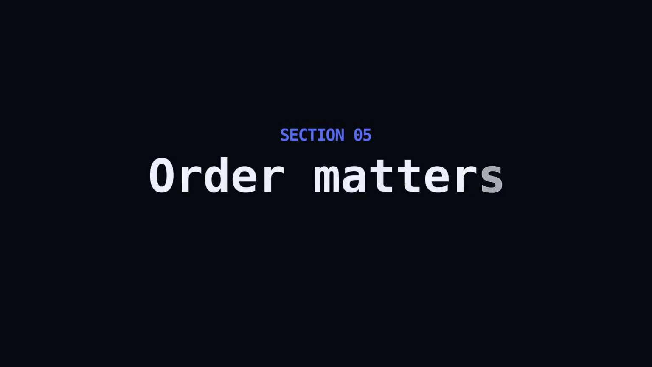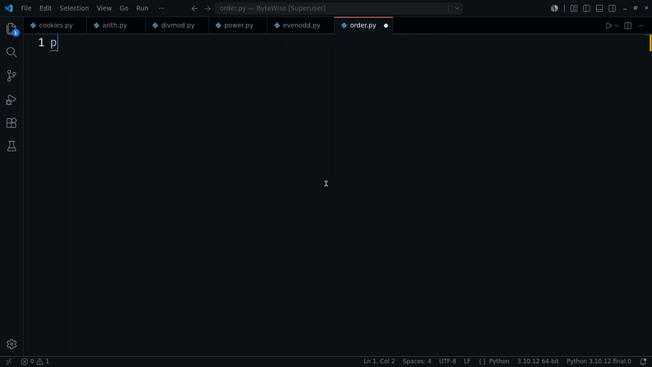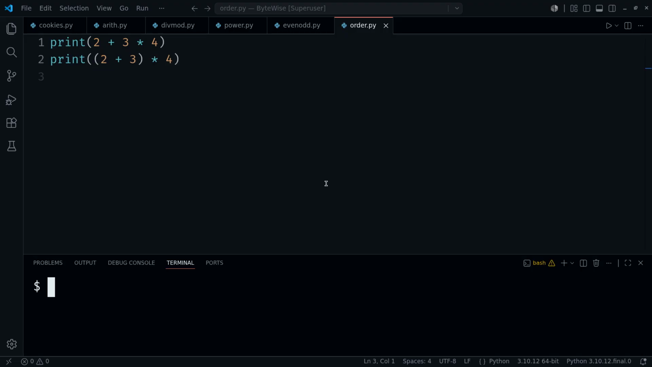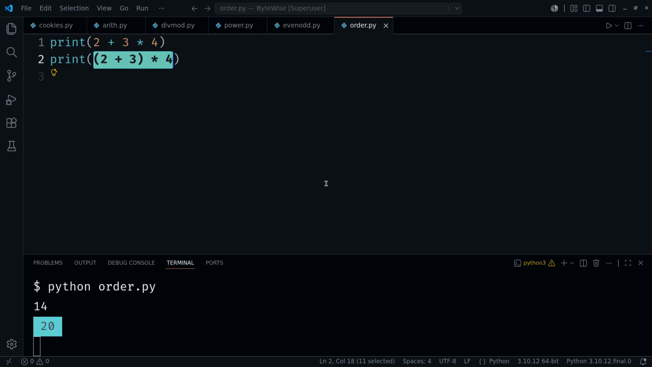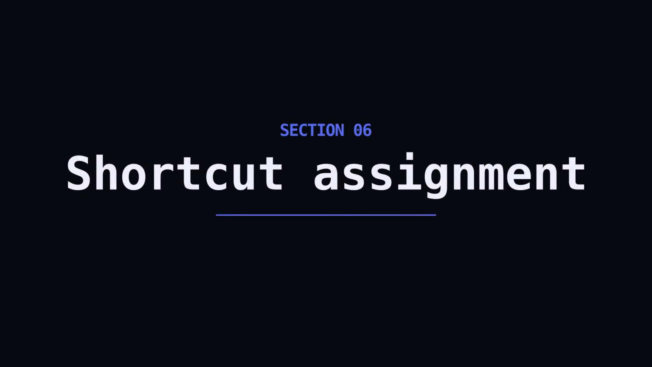What order does Python do things in? Python follows the same rules you learned in math class. Multiplication before addition. 3 times 4 is 12, plus 2 is 14. Want addition first? Parentheses. Now 2 plus 3 is 5, times 4 is 20. Times first, 14. Parentheses first, 20.